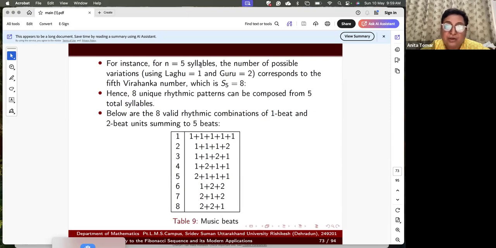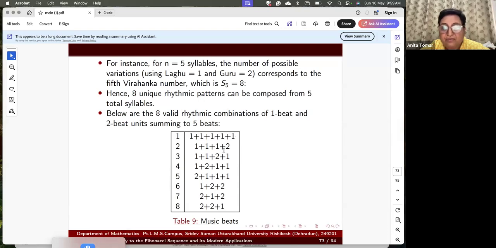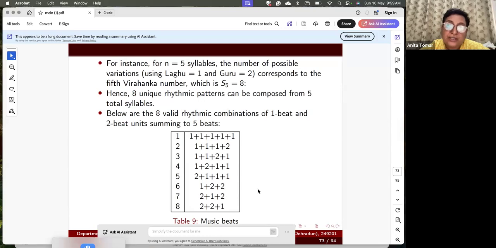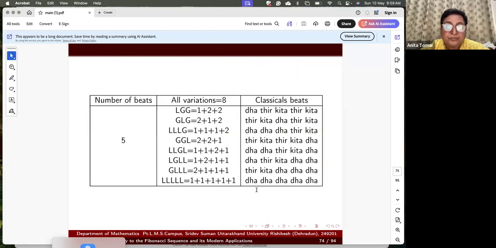For instance, for n equal to 5 syllables, the number of possible variations using Laghu and Guru corresponds to the Virahanka number. S5 means 8. 1, 1, 1, 1, 1, then 3, 1 and 2, 5. This is again 5. So hence 8 unique rhythmic patterns can be composed from 5 total syllables. Below are 8 valid rhythmic combinations of 1 beat and 2 beat using 5 beats.